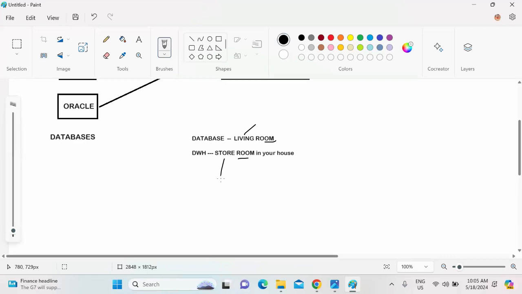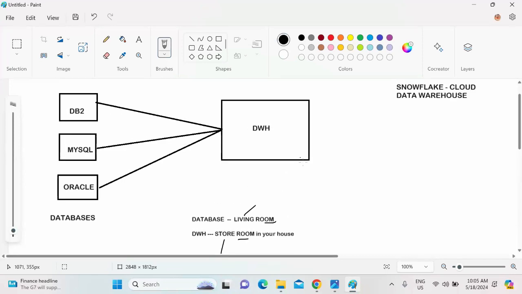Currently it is not used. Yes. Currently it is not used, but you feel that it may be used in the future. That means the products stored in a storeroom are for future purpose. That's why we call it a storeroom. In the same way, whatever data is in the databases will be the latest. Whatever data is in the data warehouse is historical as well as latest.